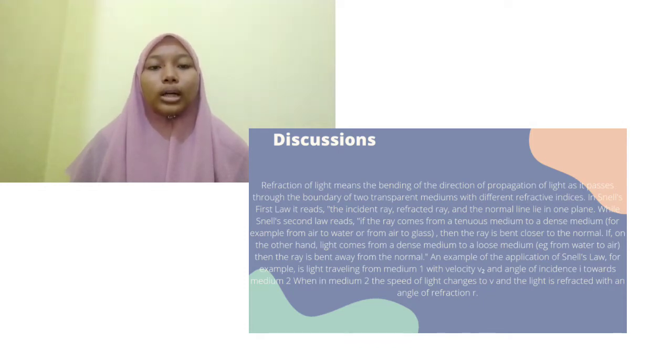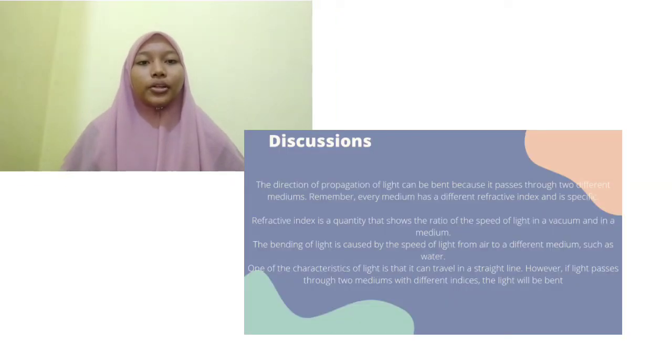An example of the application of Snell's law is light traveling from medium 1 with velocity v1 and angle of incidence i towards medium 2. In medium 2 the speed of light changes to v2 and the light is refracted with an angle of refraction r. The direction of propagation of light can be bent because it passes through two different mediums. Remember, every medium has a different and specific refractive index.